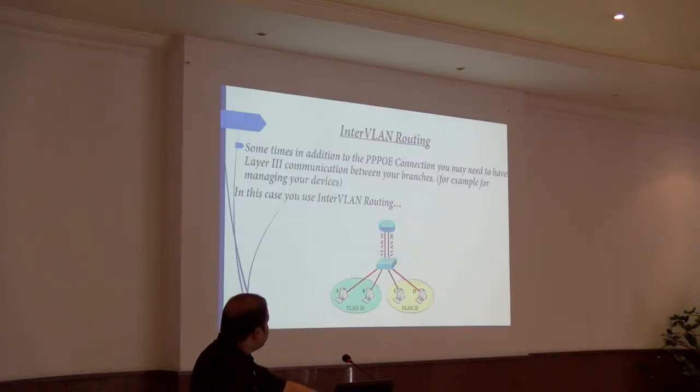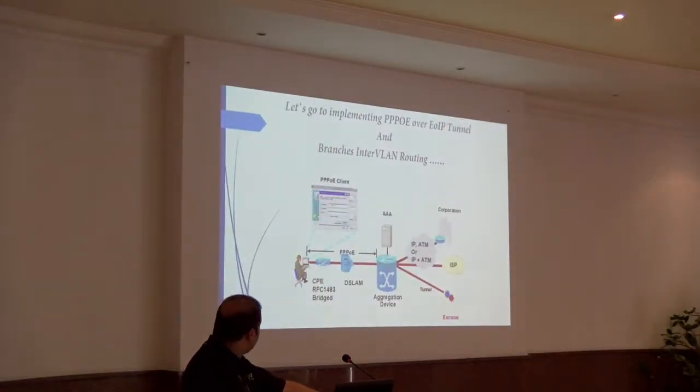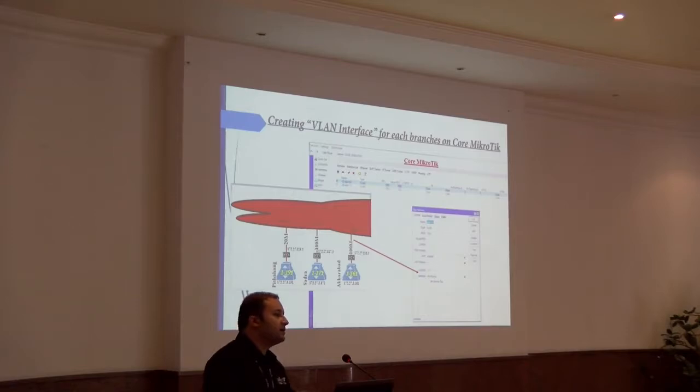Sometimes, in addition to a PPPoE connection, you may need to have layer 3 communication between your branches, for example, for managing your devices. In this case, you may use InterVLAN routing. Now, if you're ready, let's go to implementing PPPoE over EoIP tunnel and branches' InterVLAN routing. As a first step, for InterVLAN routing, we need to create some VLAN interfaces on the core router for each branch.